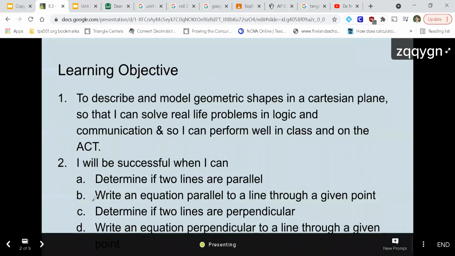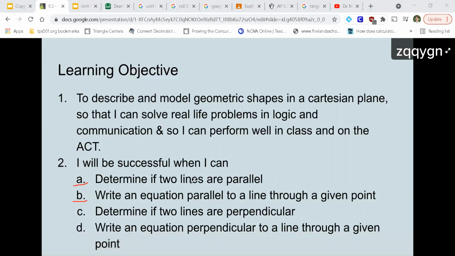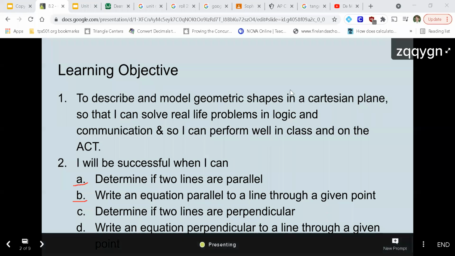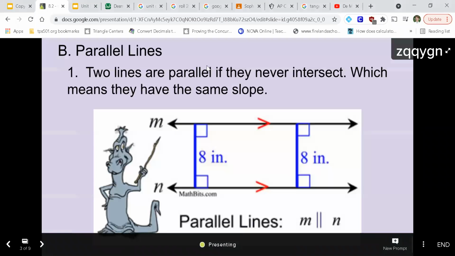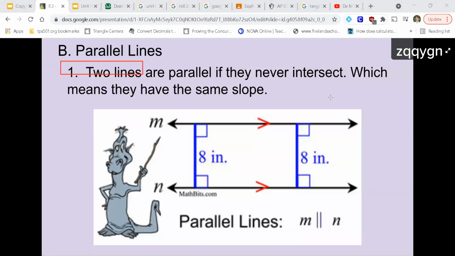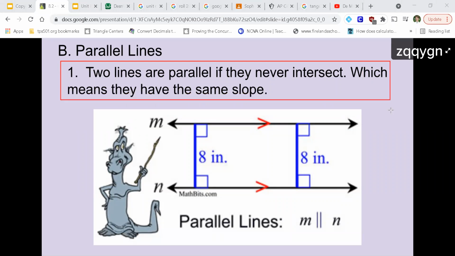All right, today we're going to just do these two things. Determine if two lines are parallel and write an equation for parallel lines. Monday we'll do perpendicular. So first, our definition: two lines are parallel if they never intersect, which means that they have to have the same slope, the same rise over run.